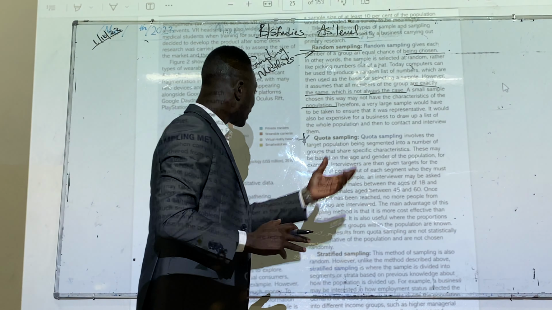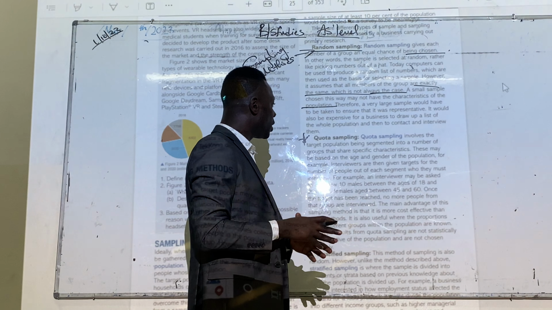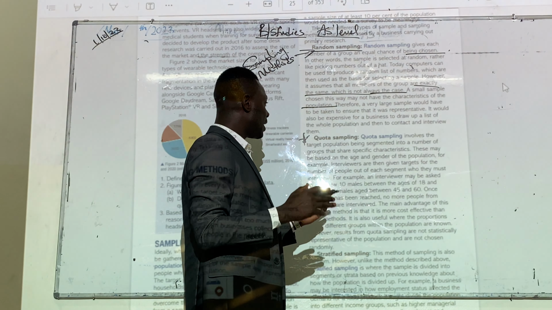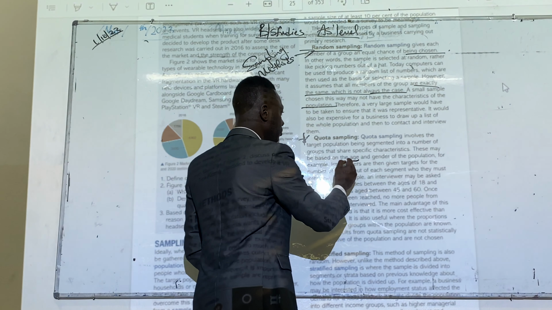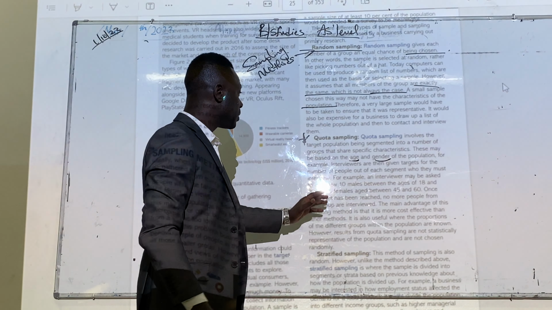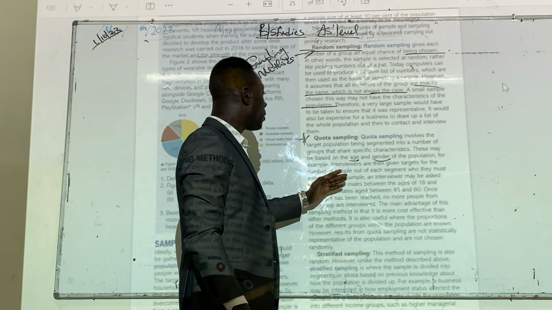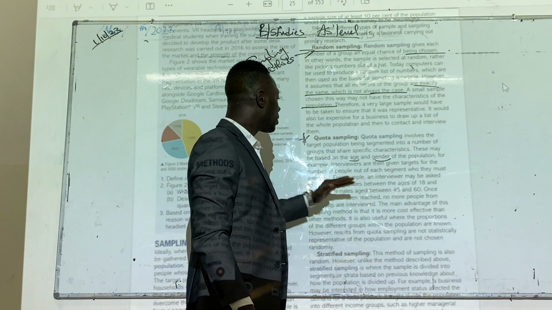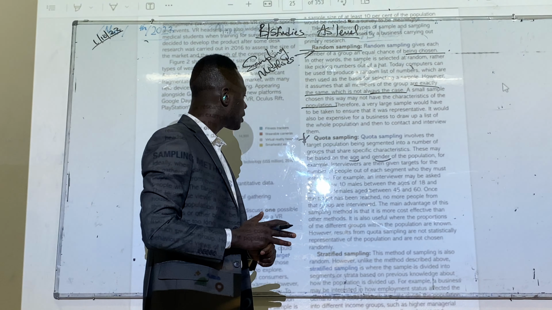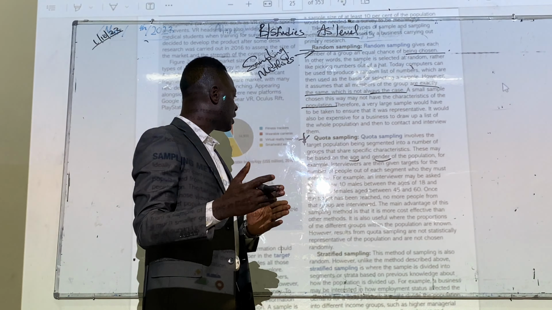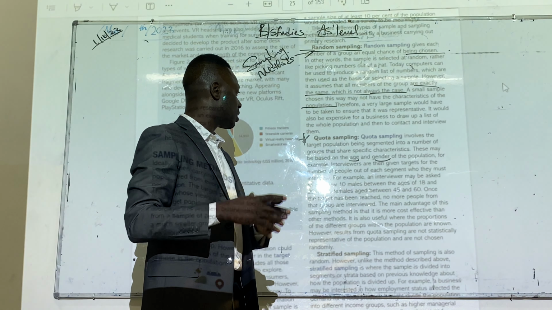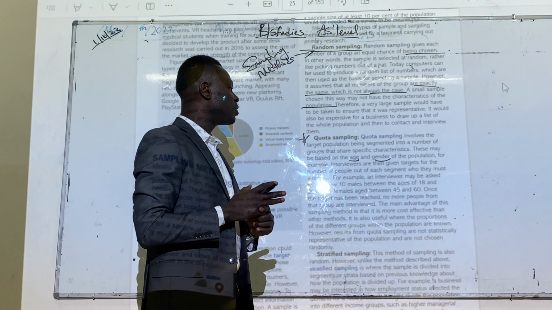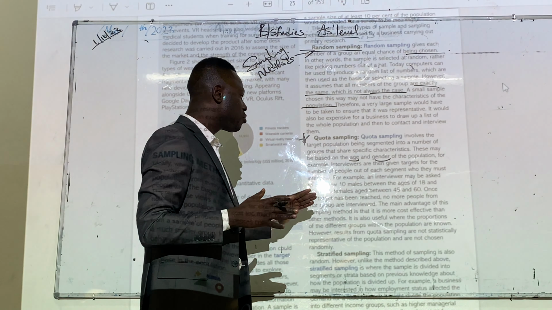Quota sampling involves the target population being segmented into a number of groups that share specific characteristics. This may be based on the age and gender of the population. For example, interviewers are then given targets for the number of people out of each segment who they must interview. For example, an interviewer may be asked to interview 10 males between the ages of 18 to 25 or 15 females aged between 45 to 60. Once the target has been reached, no more people from that group are interviewed.